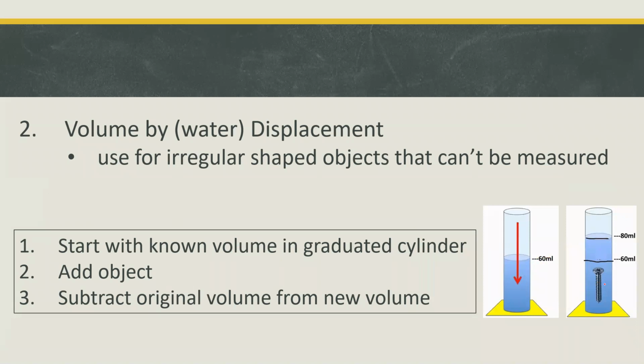I then add the object. In this case, it looks like a screw. Irregular shaped object, I can't use length, width, and height for that. I add the screw. It pushes the volume up, and now the volume is reading 80 milliliters. To find the volume of just the screw, I take 80 minus 60, and I get 20. So the screw's volume is 20. And then mass you can find by using a balance. So let's practice some examples of actually finding volume in these different methods.